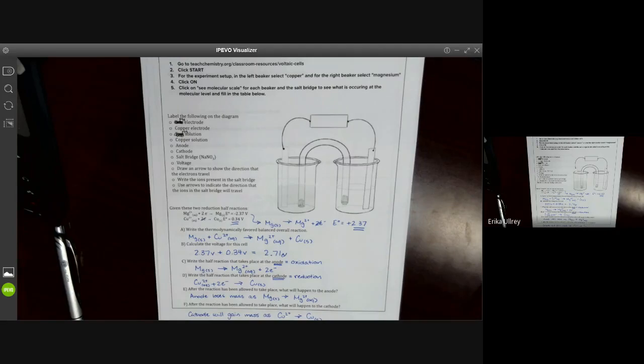Okay. So we're going to do some labeling of our picture here in a minute, but let's actually watch this happen. So we're going to go back to our lab for just a moment.